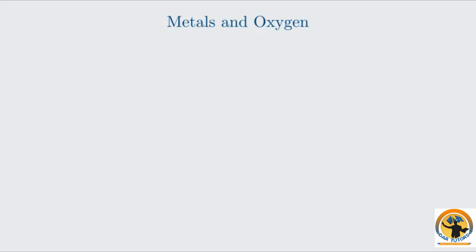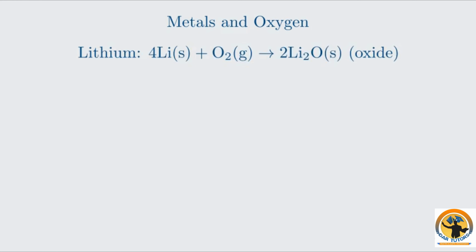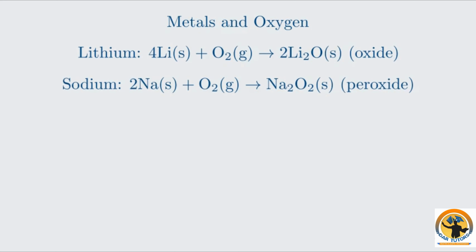Oxygen's oxidation state decreases, so it is reduced. The type of oxide formed depends on the metal and the conditions. For group 1 metals, the dominant product changes as you move down the group. Lithium forms a normal oxide, Li2O, with oxygen in a -2 oxidation state. Sodium forms sodium peroxide, Na2O2, which contains the peroxide ion, O2 2-.